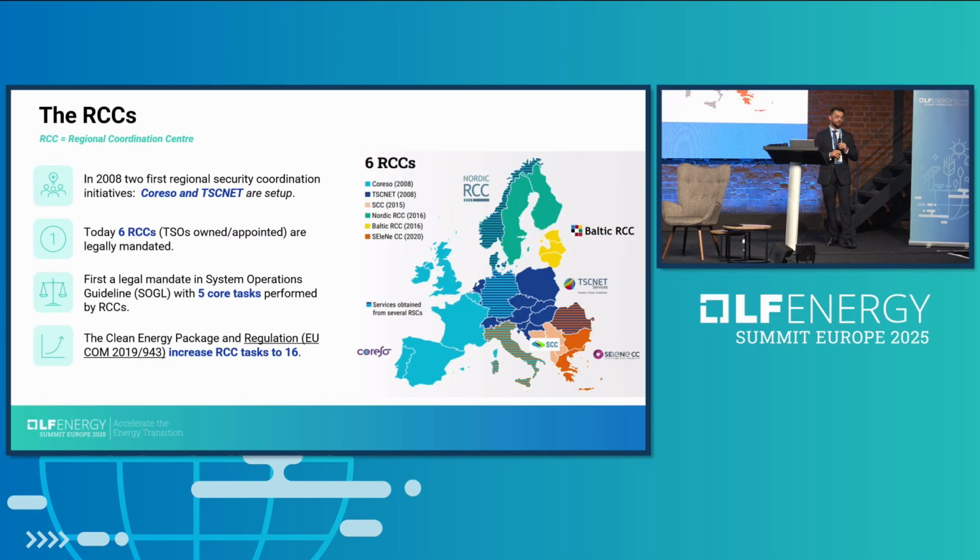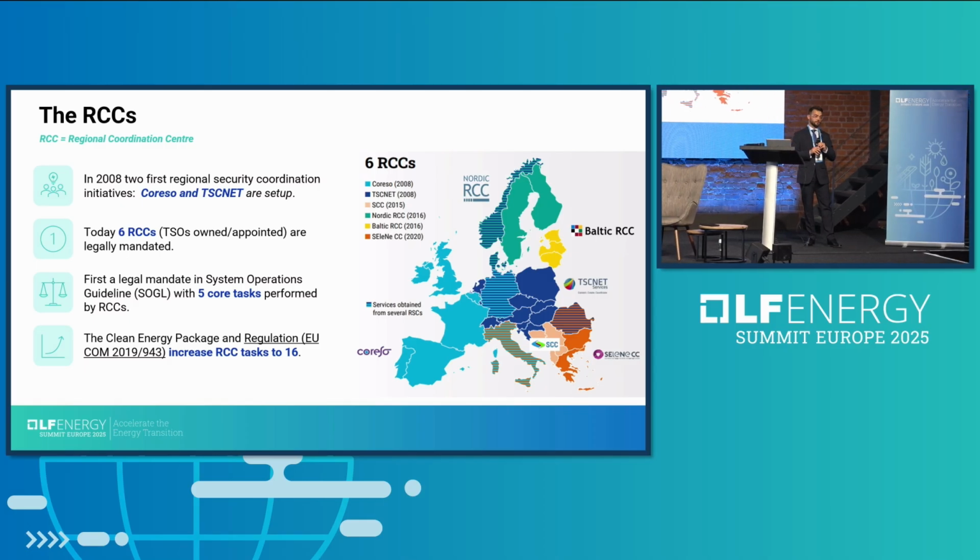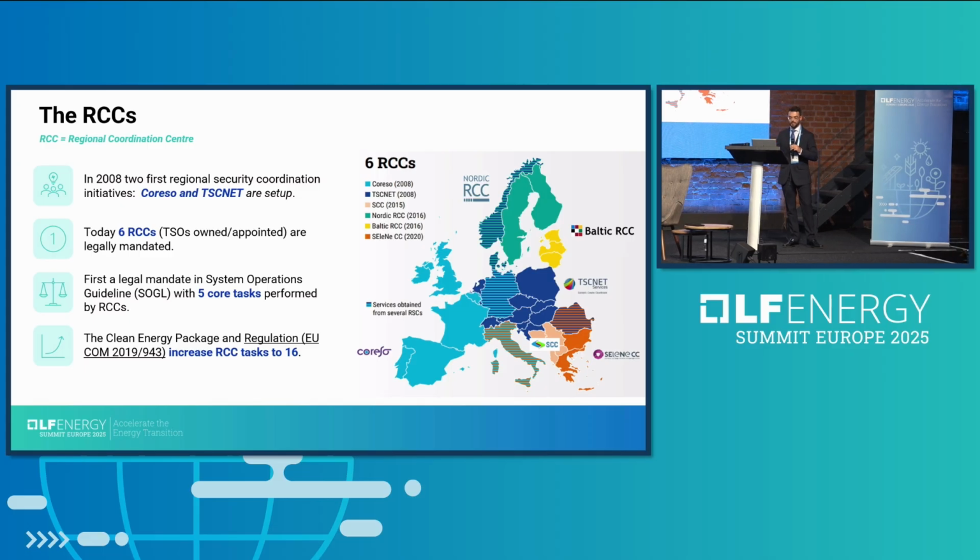I couldn't continue without introducing other partners, the RCCs, the Regional Coordination Centers. The first two were created in 2008. They were Coreso and TSCNET, but today there are 6 of them. They are organizations owned or appointed by the TSOs themselves in different regions, and they have a legal mandate to deliver 5 core tasks. Along with the clean energy package, they were also mandated to do more tasks, up to 16.